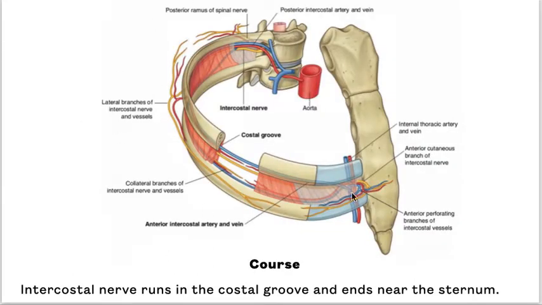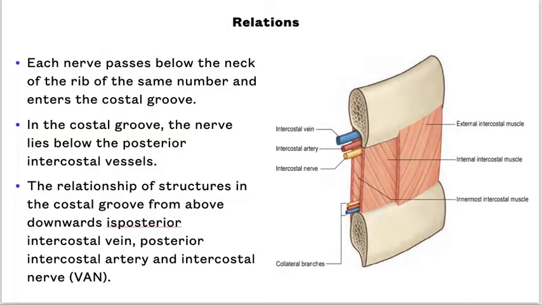Here is the typical intercostal nerve. The course: the intercostal nerve runs in the costal groove and ends in the sternum. Relations: each nerve passes below the neck of the rib of the same number and enters into the costal groove. In the costal groove, the nerve lies posterior to the intercostal vessels.